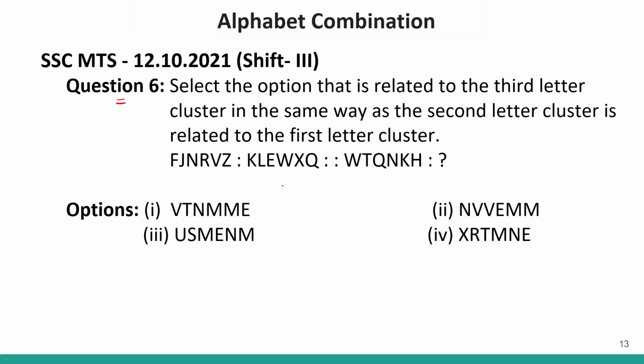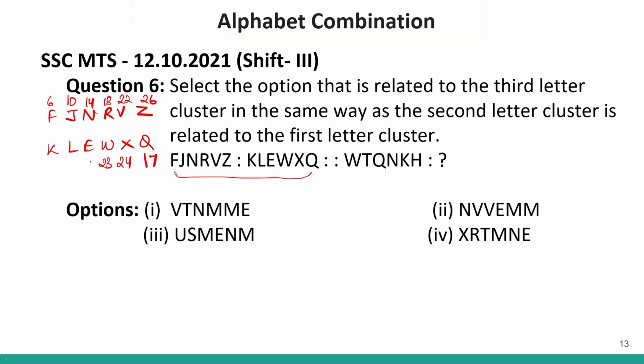Question number 6. Again, let us find the relationship between the first pair and we will use the same logic in the second pair. We are given F, J, N, R, V, Z. This has been changed into K, L, E, W, X, Q. So, let me give them forward ranks. J is 10. N is 14, R is 18. V is 22 and Z is 26. Similarly, Q is 17, X is 24, W is 23, E is 5, L is 12 and K is 11. Okay, so now I can see plus 5, plus 2, minus 9.